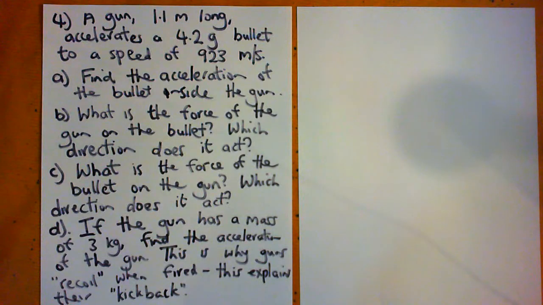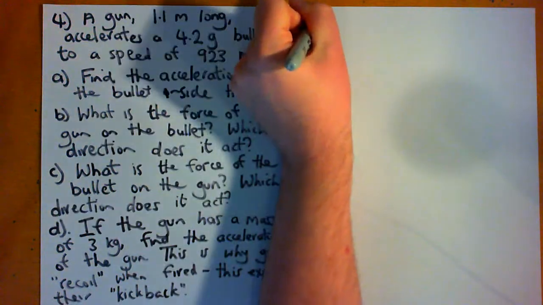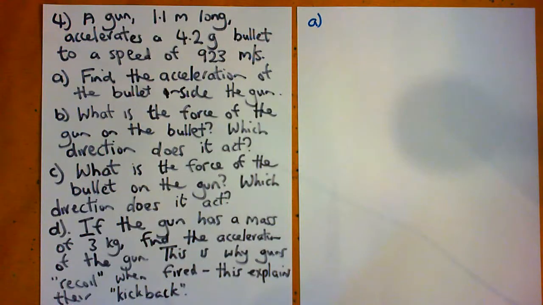Hello viewers, Newton's Law question 4, and we have the situation of a gun which is 1.1 metres long and it accelerates a 4.2 gram bullet to a speed of 923 metres per second. So our first task is to find the acceleration of said bullet.